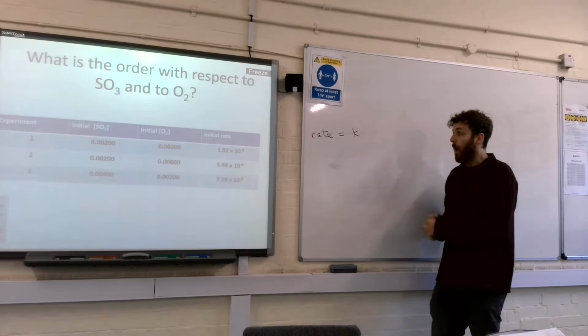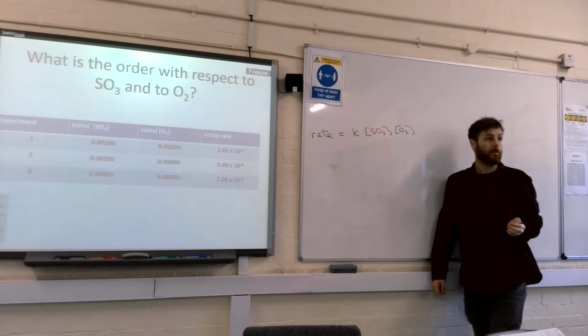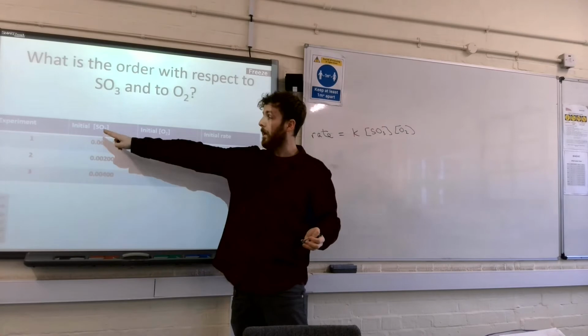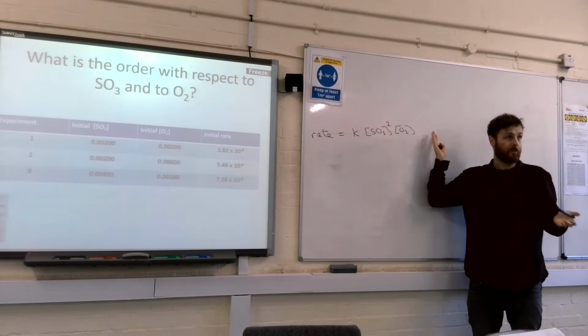Now, we're saying we've got two reactants. And we raise that concentration to the power of the order. So we just said SO3 was second order, so I would have a 2 there. We said O2 was first order, so I would have a 1 there, but we don't need to bother writing that, because a number to the power 1 is just a number.